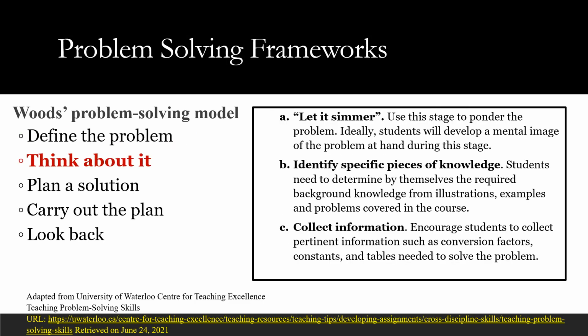The next step in Wood's problem-solving model is think about it. So to think about the problem, there are three things that students should do. Letter A, let it simmer. Use this stage to ponder the problem. Ideally, students will develop a mental image of the problem at hand during this stage.